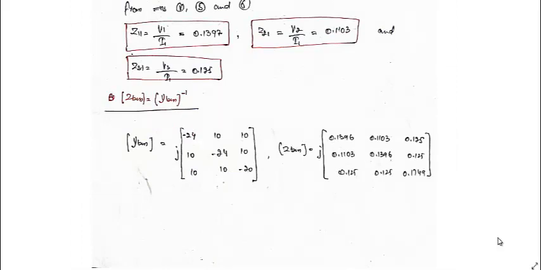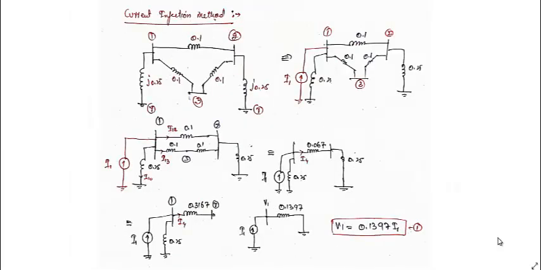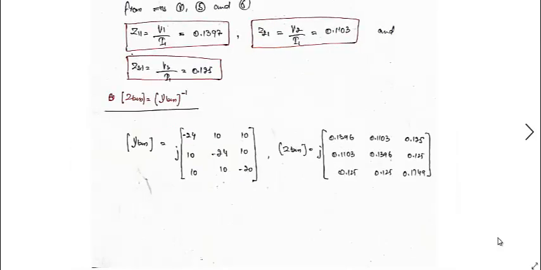Similarly, you can put the current source at the other two buses as well, and you can calculate the other columns of the matrix. This is a class assignment or class homework for you. I will see in the next class or interaction class how you have calculated the other columns.